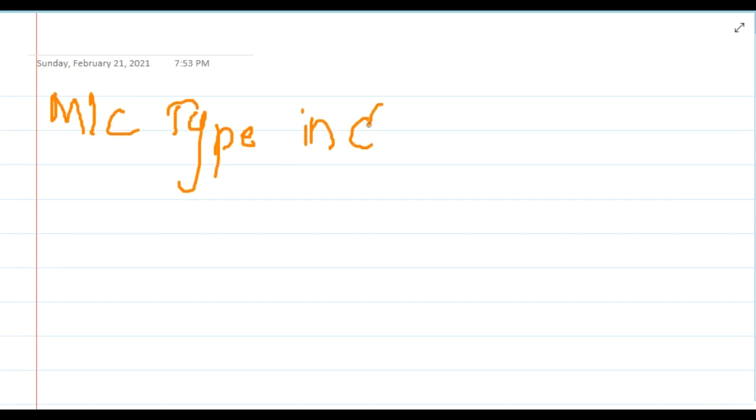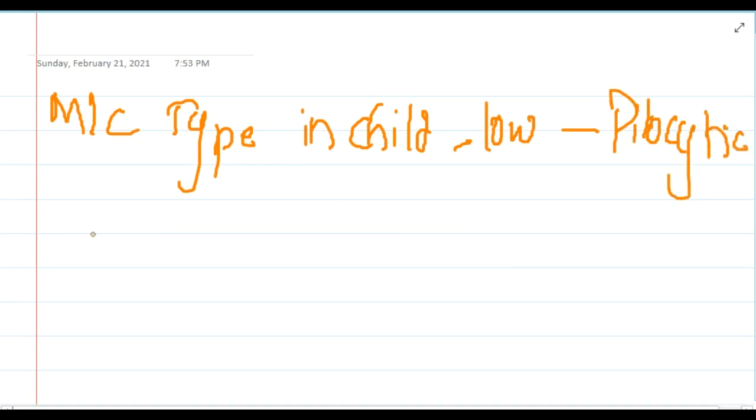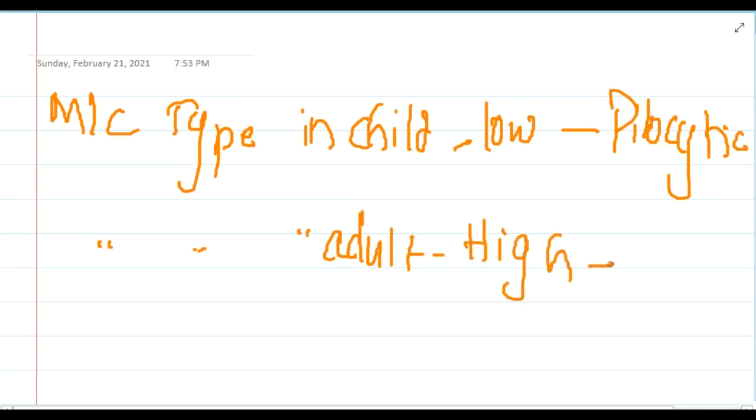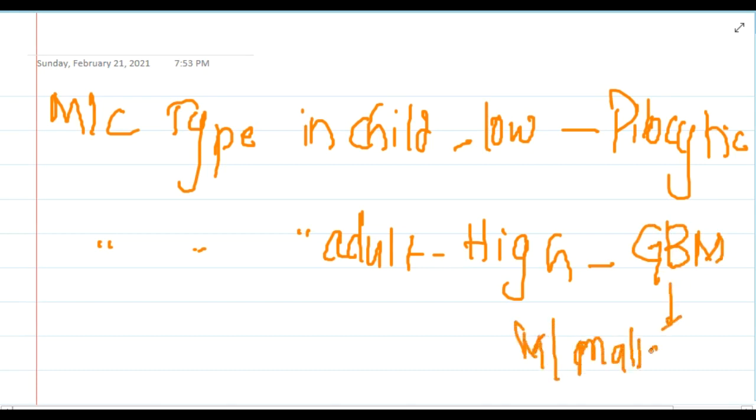The most common type of astrocytoma in children is a low grade type called pilocytic astrocytoma. The most common type of astrocytoma in adults is a high grade astrocytoma, which includes glioblastoma multiforme, the most malignant lesion. In the pathology, we will see infiltrates surrounding the brain.